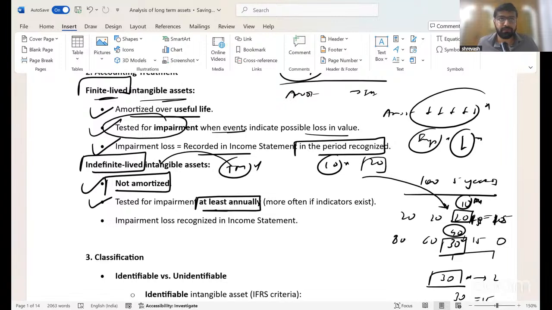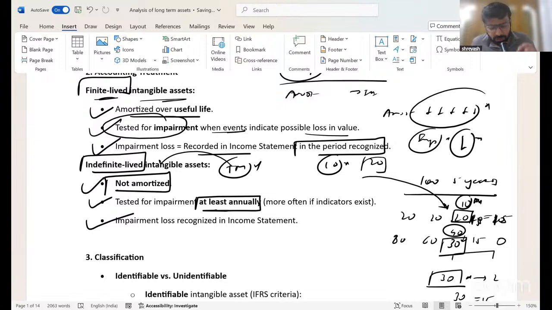And of course, it can be more often, if the indicators are there. If there's a potential loss in value, I'm not going to wait. अरे नहीं साल के end तक रुकेंगे. Test for impairment right now. And of course, impairment loss is recognized in the income statement.